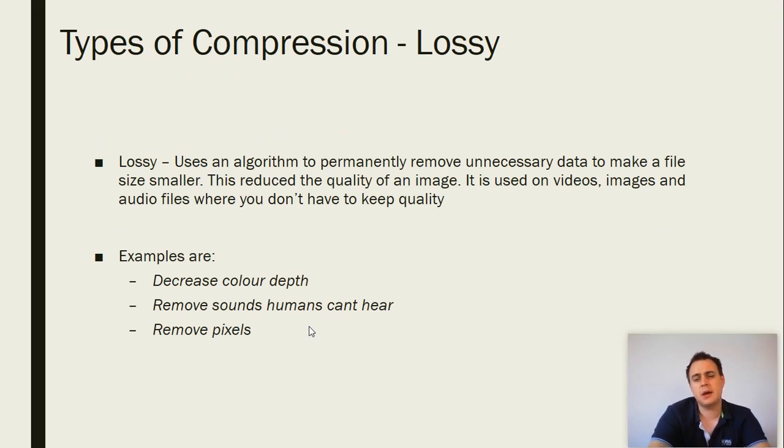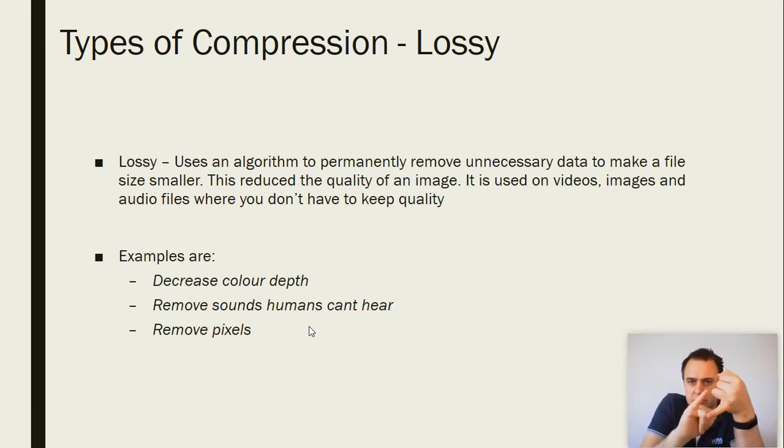All right, so the next type of compression is lossy compression. Lossy uses an algorithm to permanently remove unnecessary data to make a file size smaller. So this time, instead of making it smaller and keeping the quality, quality has actually been taken out. This could be, say, if you've got 2 different blends of blue, you just say, right, okay, we're just going to have the standard color blue instead of 2 different blends.